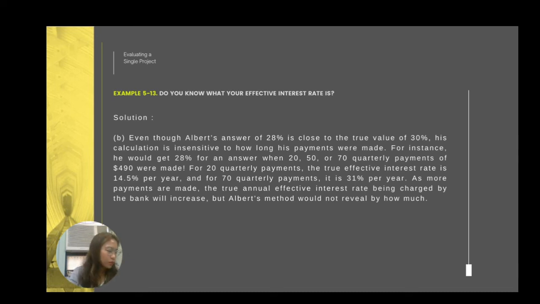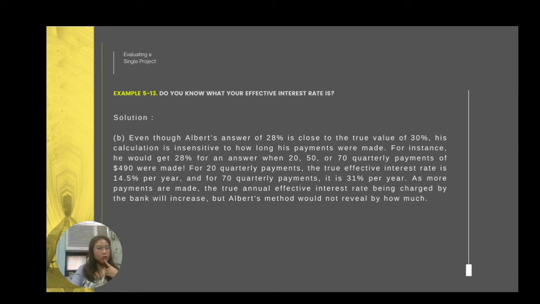What is the question in B? What if anything was wrong with his calculation? Anyway, even though Albert's answer of 28% is close to the 30% we computed, his calculation is insensitive to how long his payments were made. For instance, he would get 28% for 2050 quarterly payments. For the true effective interest rate, just read it on your own. And for 74 dividends, 31% per year. As more payments are made, the true effective rate being charged by the bank will increase, but his calculation will not reveal by how much.